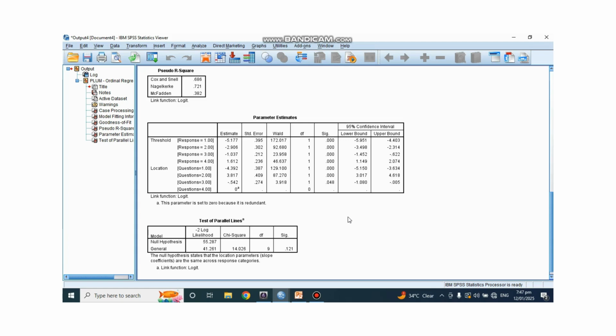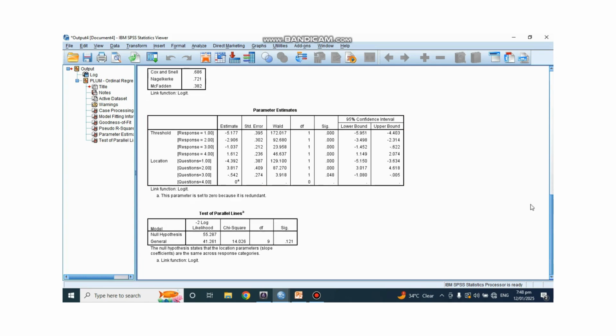This suggests a strong positive impact on the market price of maize. For question 3 here, we have minus 0.542 with a p-value that is slightly less than 0.05. So we can see that we have a negative and marginally significant p-value, which indicates a slight negative impact on price. And question 4 here is used as our reference category. That is why it's set as 0.